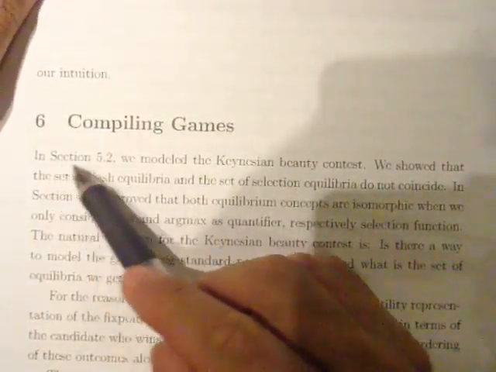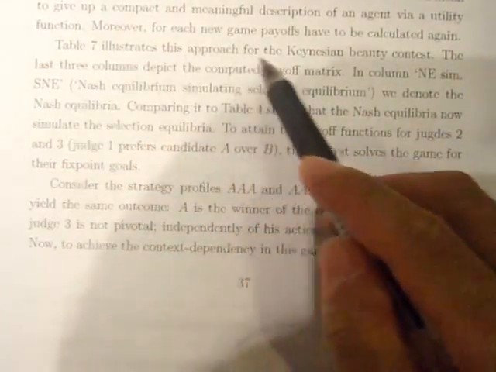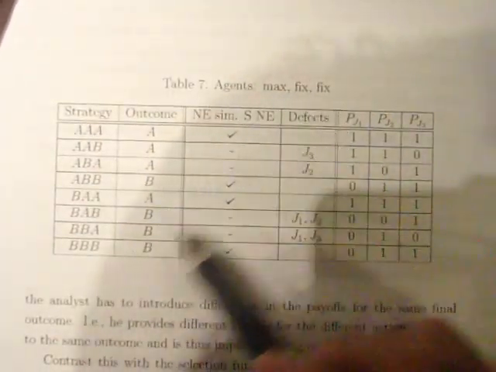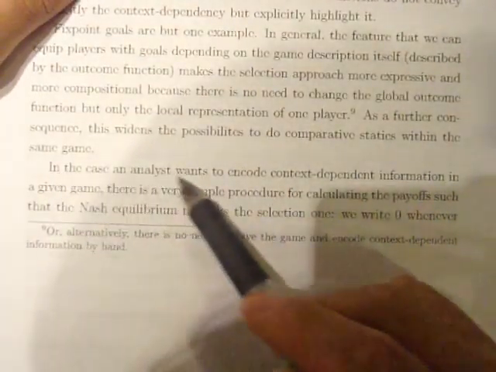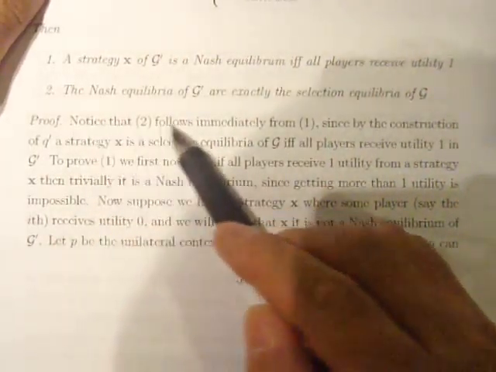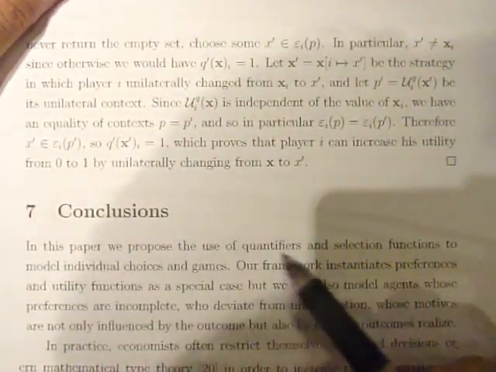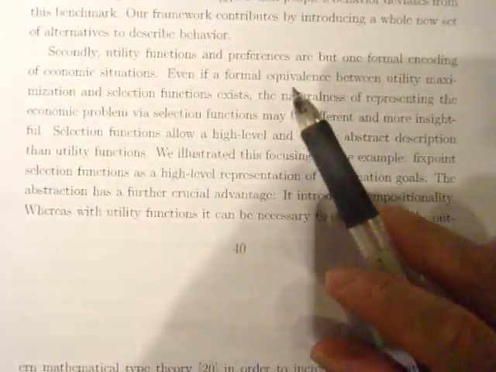Coupling game. Section because context. Table restoration approach connecting behind context. Equilibrium max. In accession difference profit final. In just analysis for the connect information. And besides convention, it's rarely important. Notice the following immediate from the conception strategy equivalent prayer. Conclusion in this paper purpose as a section function.